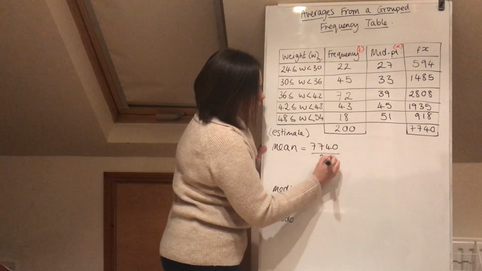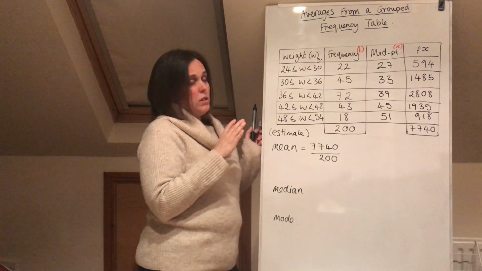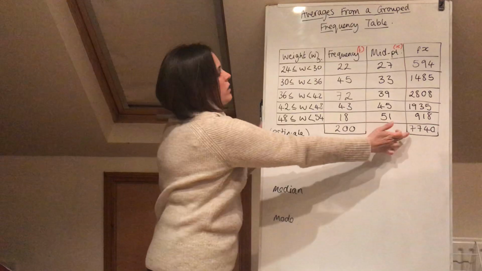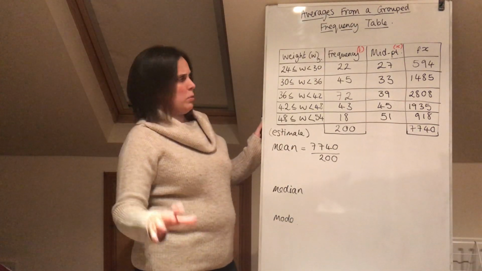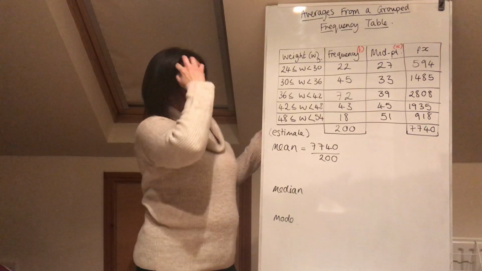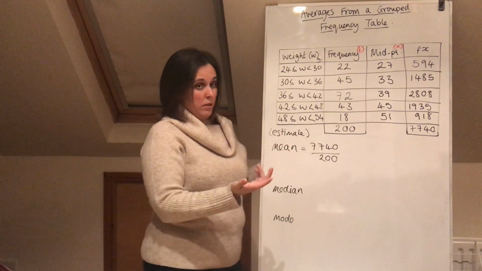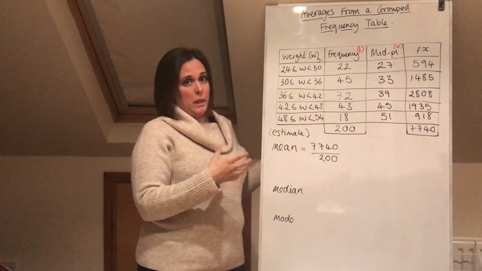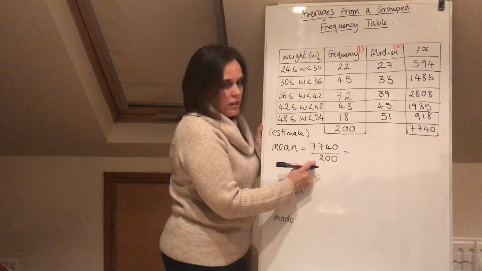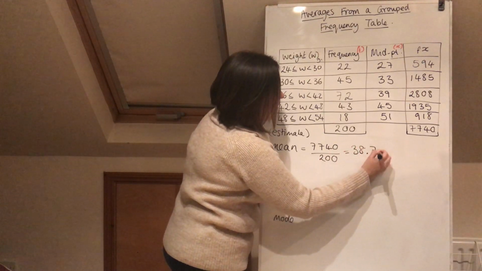7,740 divided by 200, and just like I said when we did the frequency table without groups, a common mistake is for people to get that total, do all that hard work and then just go right 1, 2, 3, 4, 5 and divide by 5. Now if you do 7,000 and something divided by 5, you're going to get a pretty big number. Okay, and if you do this and divide by 200, you get 38.7.